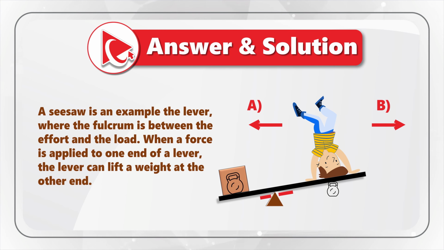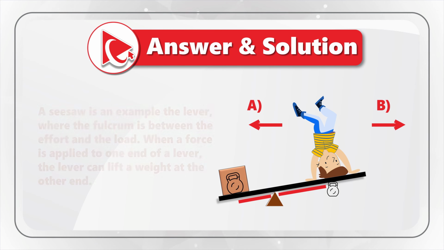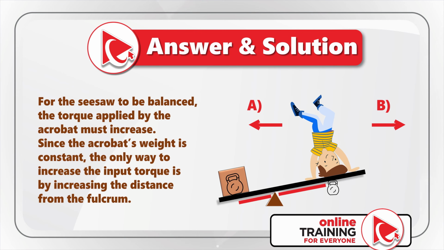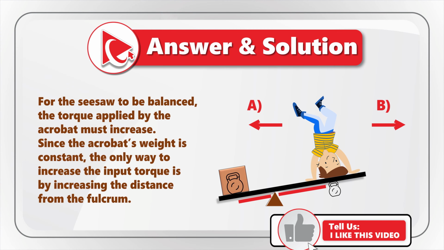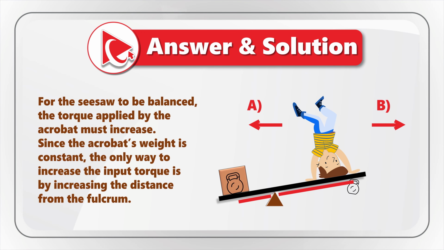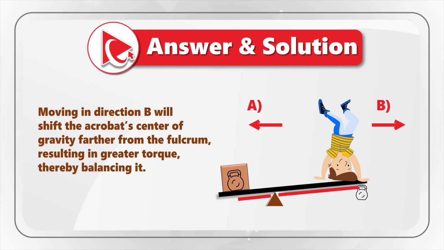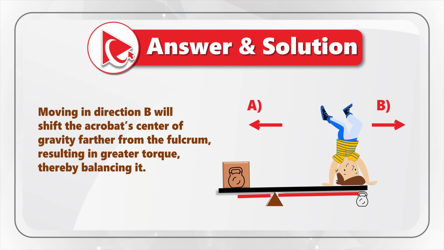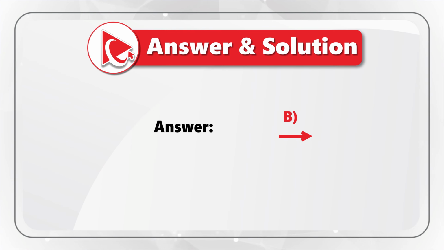The key principle of balancing the seesaw is that a force applied to the end of the lever can lift the weight at the other end. For the seesaw to be balanced, the torque applied by the acrobat must increase. Since the acrobat's weight is constant, the only way to increase the input torque is by increasing the distance from the fulcrum. If the acrobat moves in direction B, this will shift the acrobat's center of gravity further from the fulcrum, resulting in a greater torque, thereby balancing it. So the correct answer here is choice B, moving the acrobat to the right.